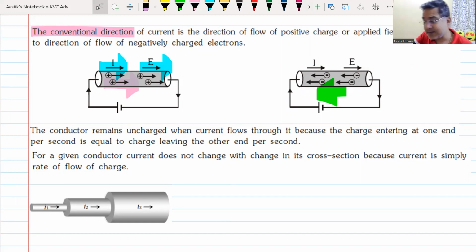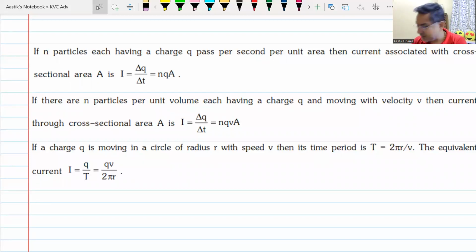Anyone understands this? I'll give you 2 minutes to note it down. Note it down fast. Okay, then we can move ahead.